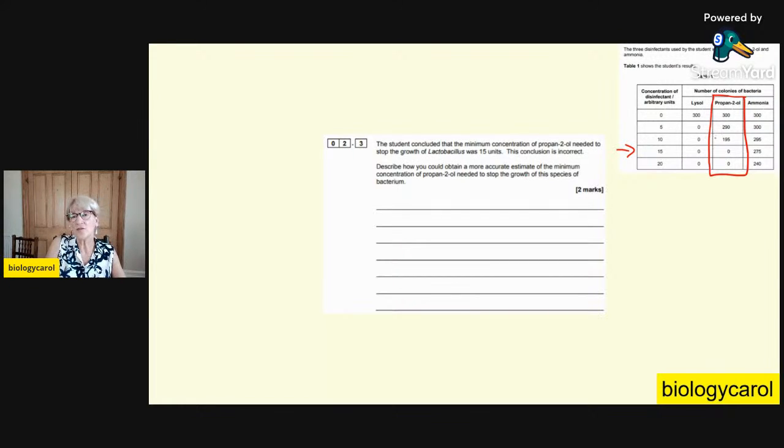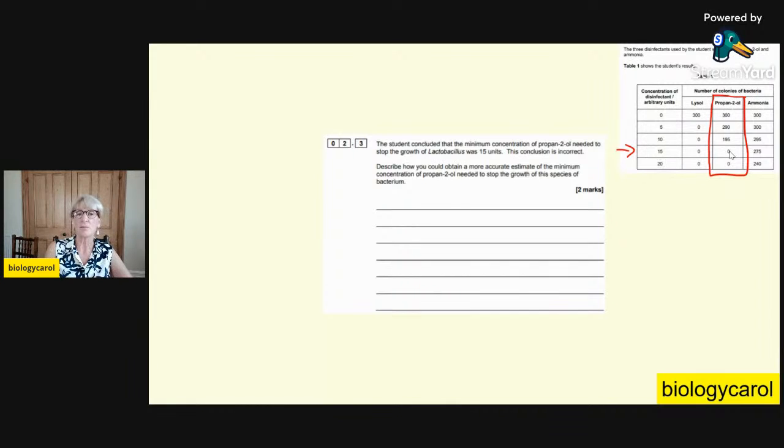And hopefully you'll realise that at 10 arbitrary units of propan-2-ol, 195 colonies grew. That's quite a lot of colonies when we started off with 300. And then if you jump from 10 to 15, you get 0. Well, that kind of tells me that somewhere in the middle of 10 and 15 arbitrary units, we're going to have a decreasing number of bacterial colonies growing. And quite possibly at some value between 10 and 15, 0 is going to be hit.